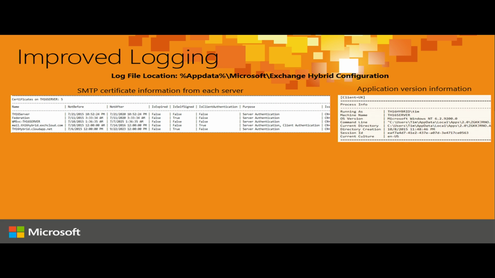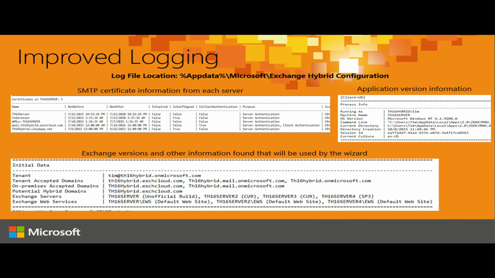All right, so improved logging. We're now adding a lot of stuff in the logs, right? So, like for this one, for example, would be a good example for the certificate. We'll get all the Exchange servers, check all the certificates, and identify if those certificates are valid or if they're expired, if they're self-signed, if client authentication. We've got all that information. It's easy to troubleshoot if you've hit any issues with the hybrid configuration wizard.